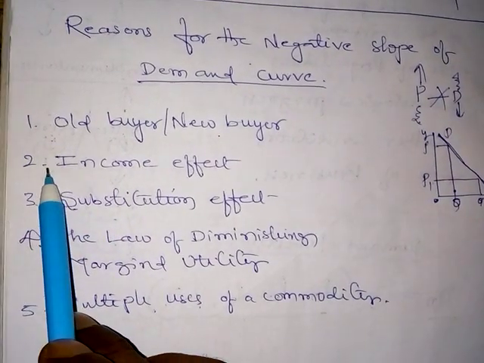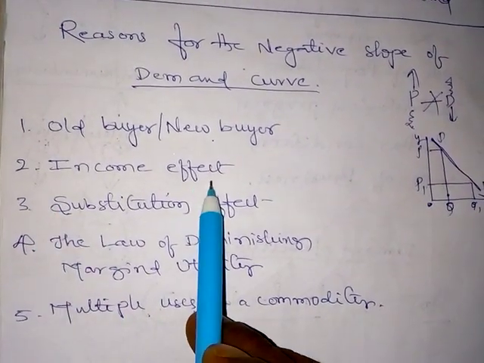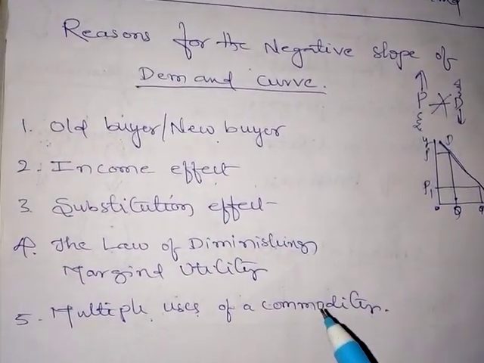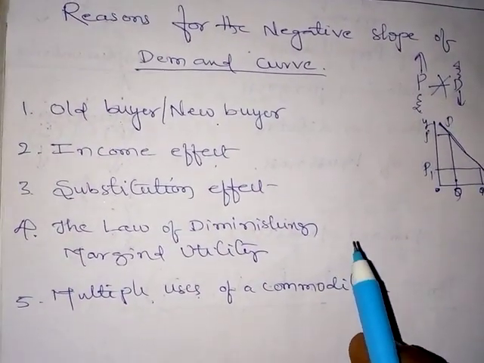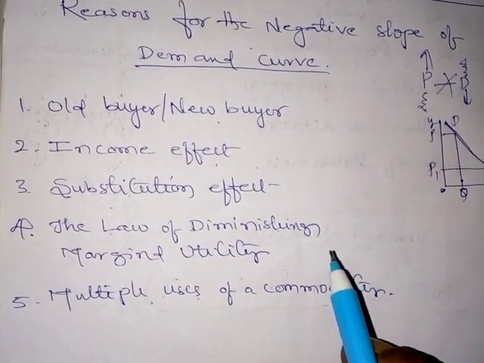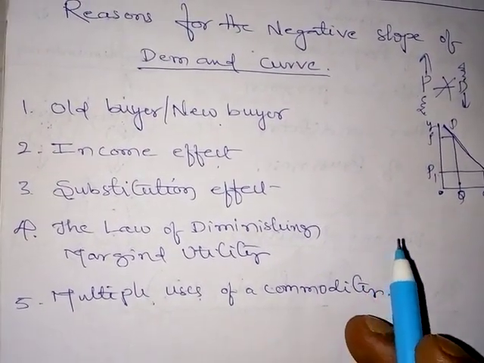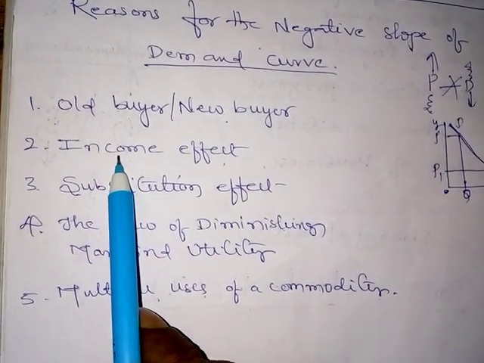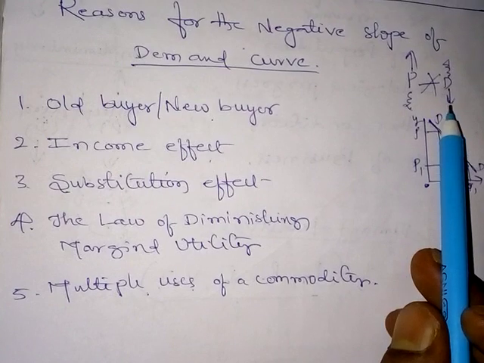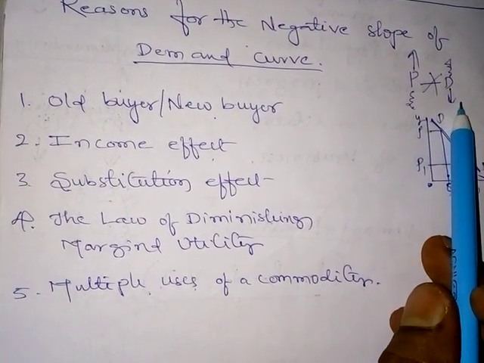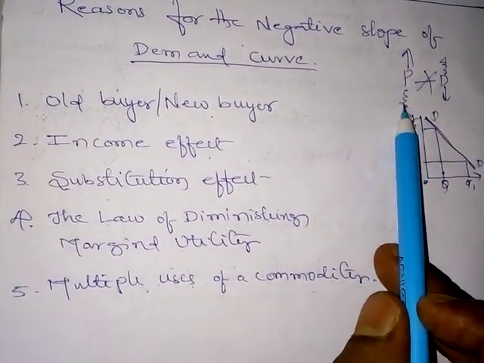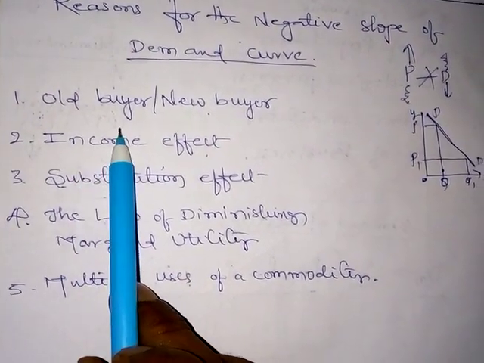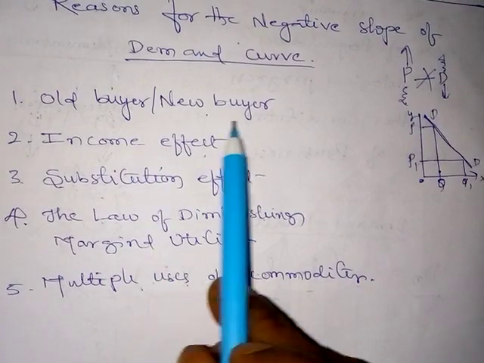Then coming to second point, income effect. Here, income is also another important factor which influences the demand for a commodity. When there is a rise in the price of that commodity, then the purchasing power of income comes down. That's why consumer will buy less of the commodity. Demand falls. When there is a fall in the price of that commodity, then the purchasing power of income rises and he will be able to buy more of the commodity.